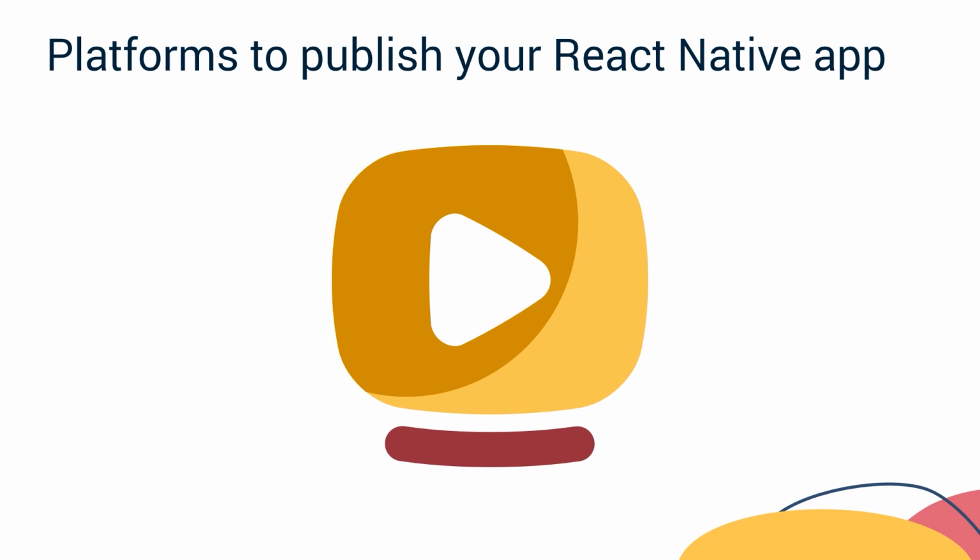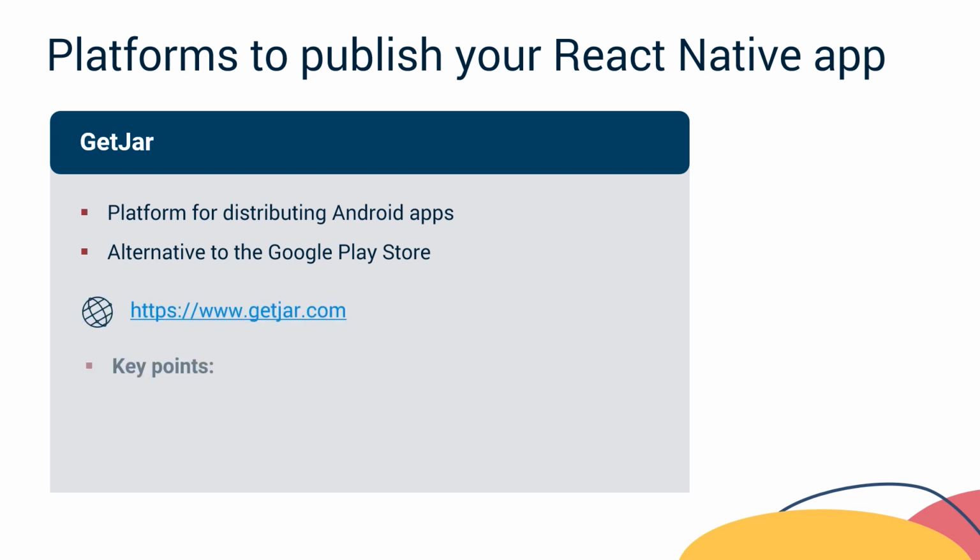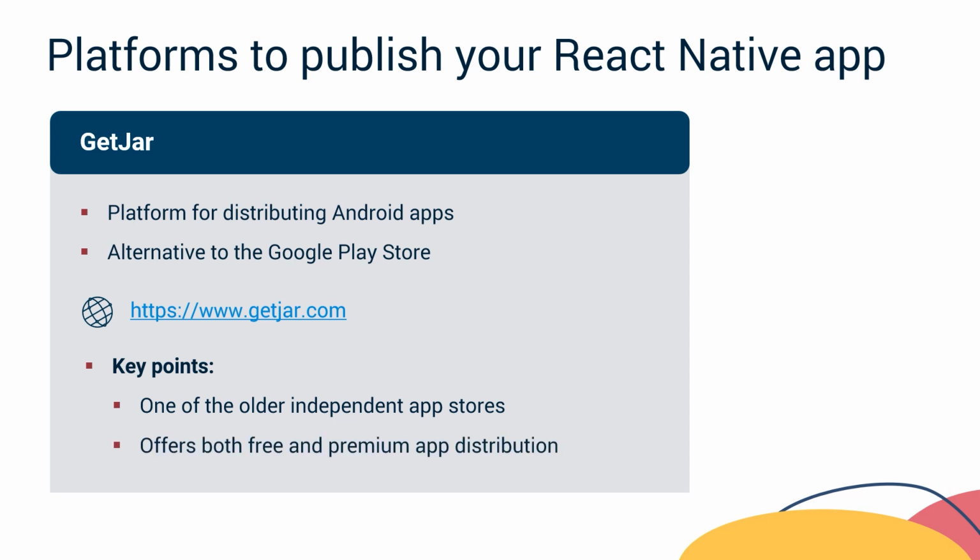Now that you know how to update your React Native app, let's see where you can publish your application. There are several open source and alternative platforms where you can publish your React Native app, apart from the Google Play Store. Let's look at some of the popular ones. GetJar is a platform for distributing Android apps. It focuses on users who prefer alternatives to the Google Play Store. Use this link to visit the website. GetJar is one of the older independent app stores. It offers both free and premium app distribution.